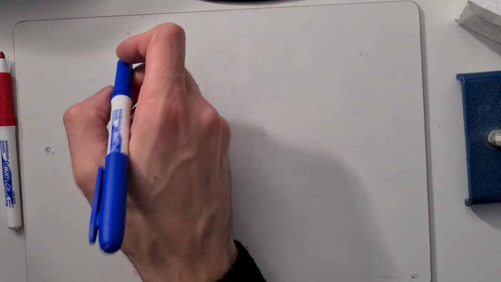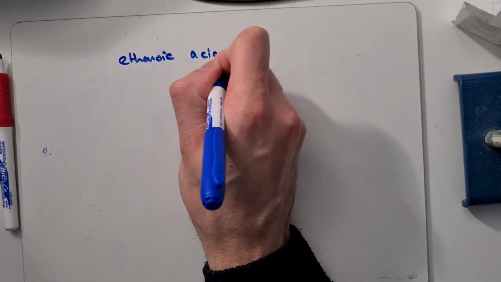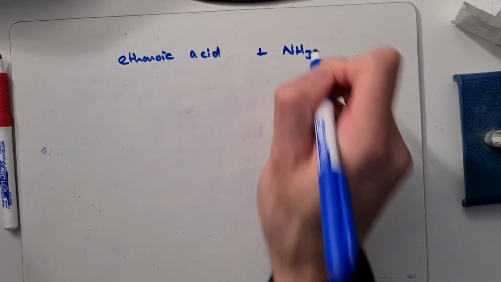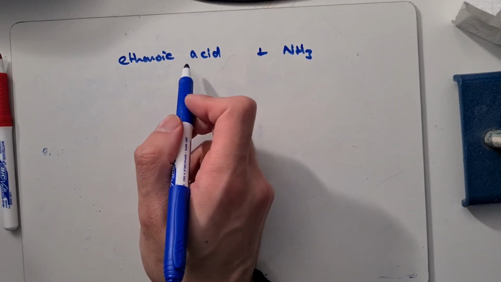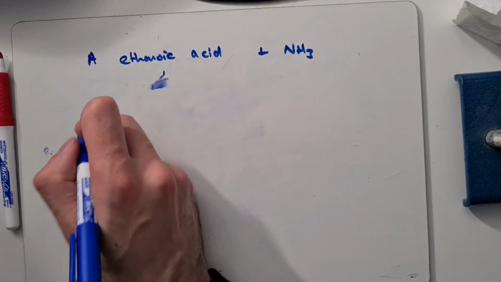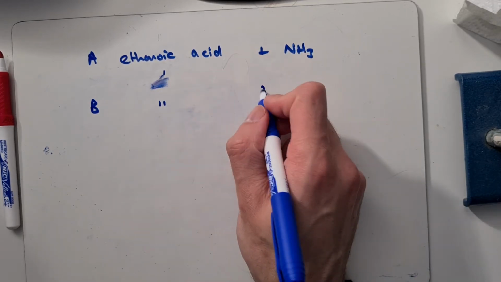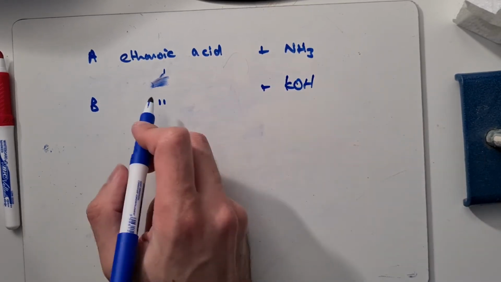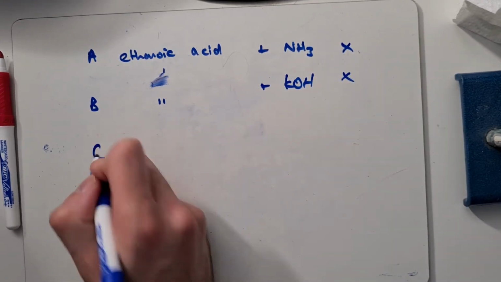Nine, which pair contains a strong acid and a weak base? So for 9, we've got ethanoic acid and ammonia. This is a weak acid and a weak base, but we wanted a strong acid, so that doesn't fit. B, same again, ethanoic acid, a weak acid, and KOH, which is a strong base, but we've got the wrong way around there. We want a strong acid and weak base. Can't be A or B.